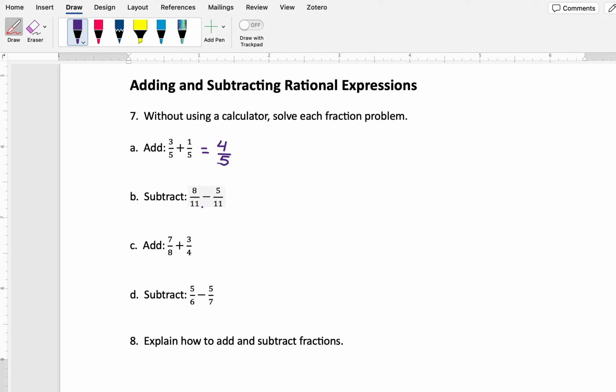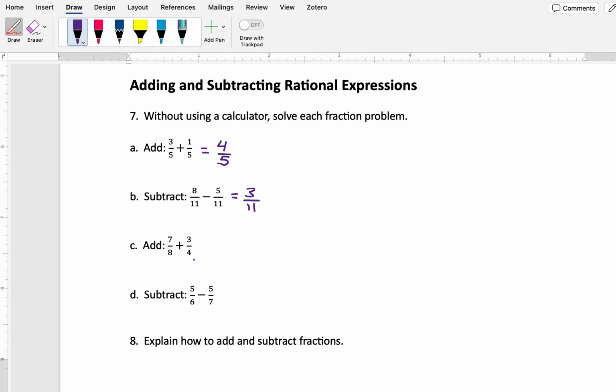If I have 8 11th pieces and I take away 5 of those 11th pieces, how many 11th pieces do I have left? I have 3 left of the 11th pieces, so 3/11ths. So when we're adding and subtracting fractions, the rules are different from multiplying and dividing. We are not adding or subtracting the denominators. We're adding and subtracting the numerators. The denominator stays the same because it tells us what the piece is.